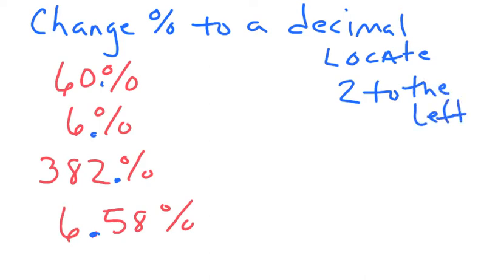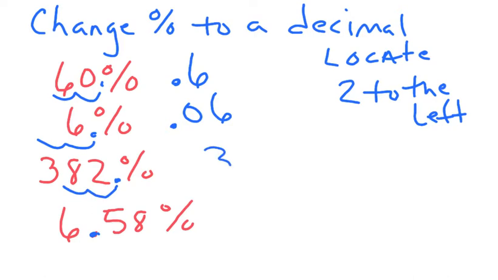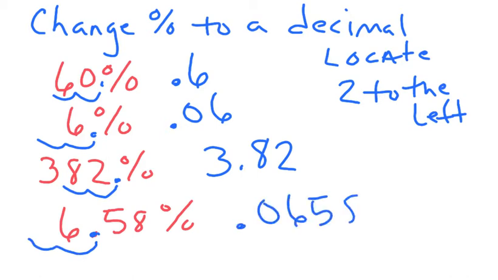So if I move this decimal to the left, it goes over here, so that's 0.6. No percent sign. Remember, we're changing from percent to a decimal, so there's no percent sign in the decimal. We're changing to just a decimal. Move this one, 0.06. Move this one, 3.82. Move this one, 0.0658.